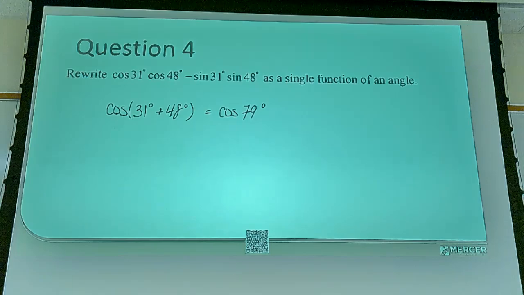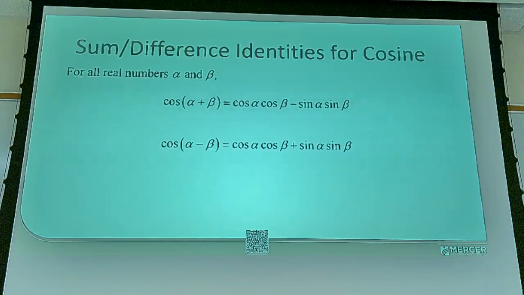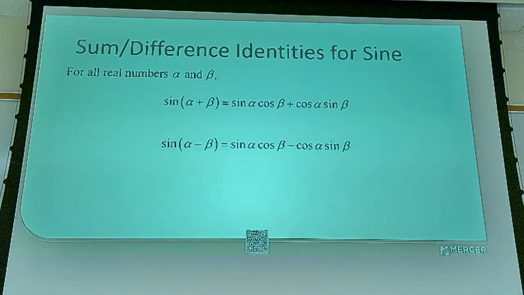Wait, why don't we use the sine? I don't get it. So you want to look at which one it looks like. Because it's cosine times cosine and sine times sine, you know it's going to be one of the cosines. Okay, and why did we use sine for the first one? Because it was sine, cosine, and... Right, because sine in the identities mixes them. It's a sine times cosine and a cosine times sine.